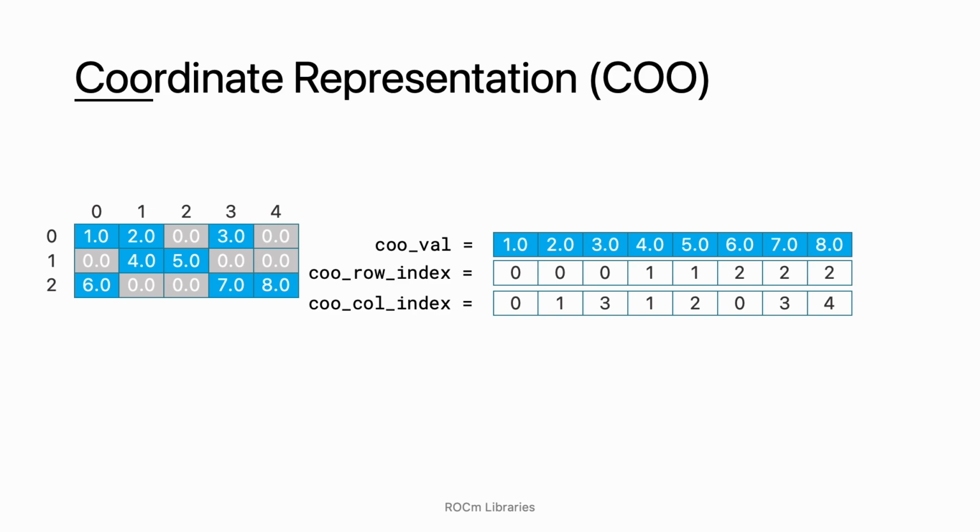We also need a few extra fields: m equals 3, the number of rows, and n equals 5, the number of columns, and nnz is the number of non-zero elements, which is 8. There are 8 non-zero elements. Those are some metadata that you need to store for this matrix.